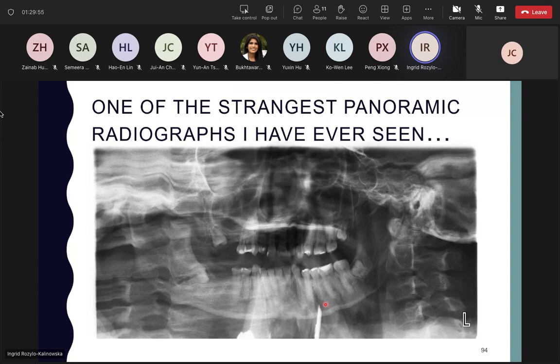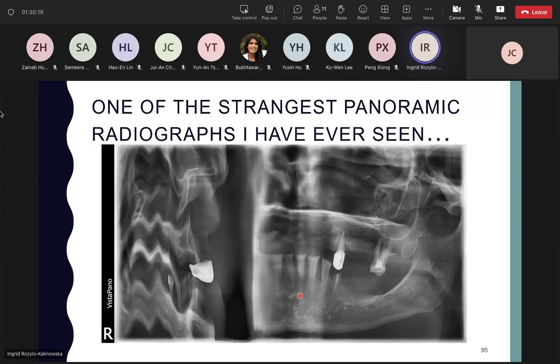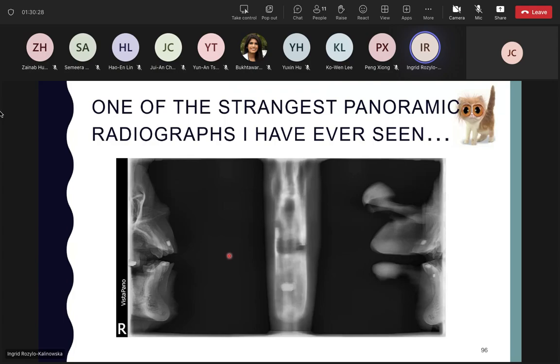And this one was taken in a teenager with mental disability, and her mother was so focused on the panoramic radiograph that was needed for dental treatment that she just was supporting the chin of her daughter with her fingers during radiography. And this is not the fault of a patient. It's not the patient movement. It's just the software went crazy when reconstructing the image. And this is probably one of the strangest panoramic radiographs I have ever seen.